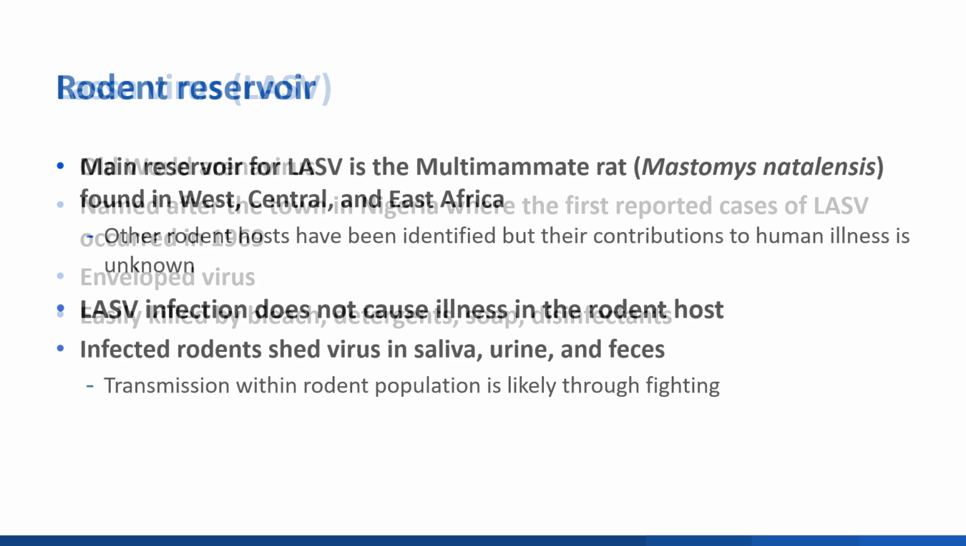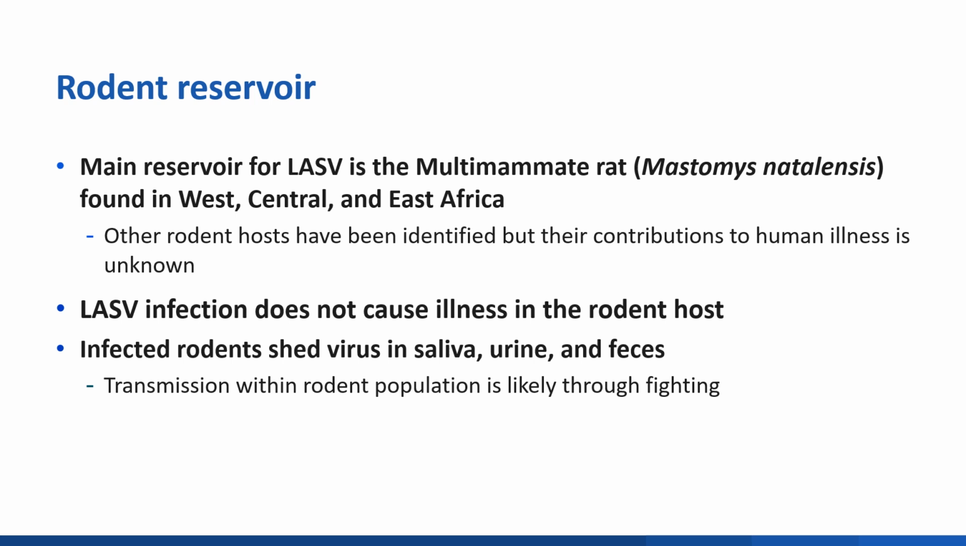For many years, Mastomys natalensis, also known as the multimammate rat, was assumed to be the sole rodent reservoir for Lassa fever virus. This rat has been found in West, Central, and East Africa. Additional rodent hosts have been recently identified, but their contribution to human illness is unknown. Lassa virus infection does not cause any apparent illness in the rodent.